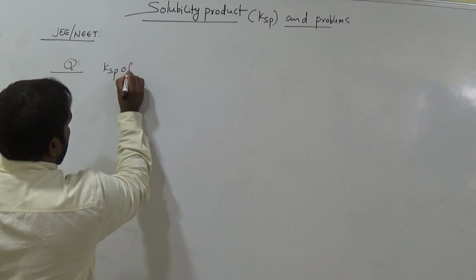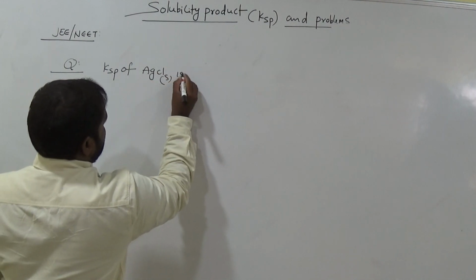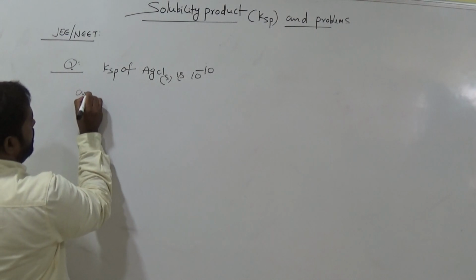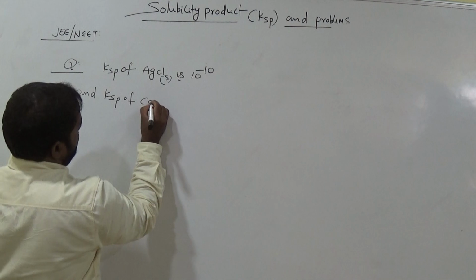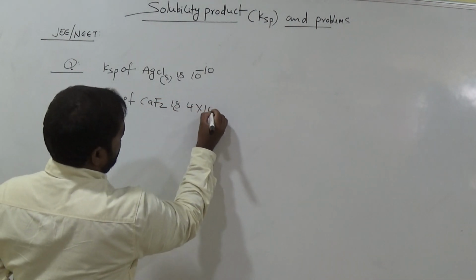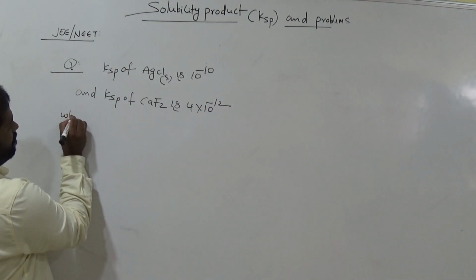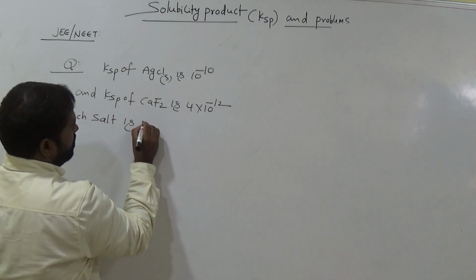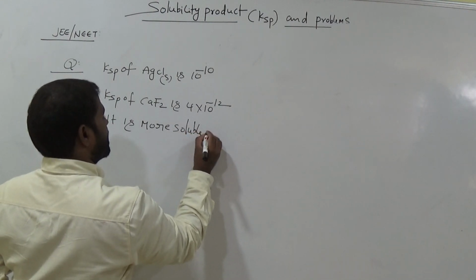Ksp of AgCl is 10 power minus 10 and Ksp of CaF2 is 4 into 10 power minus 12. Which salt is more soluble? Which salt is more soluble?